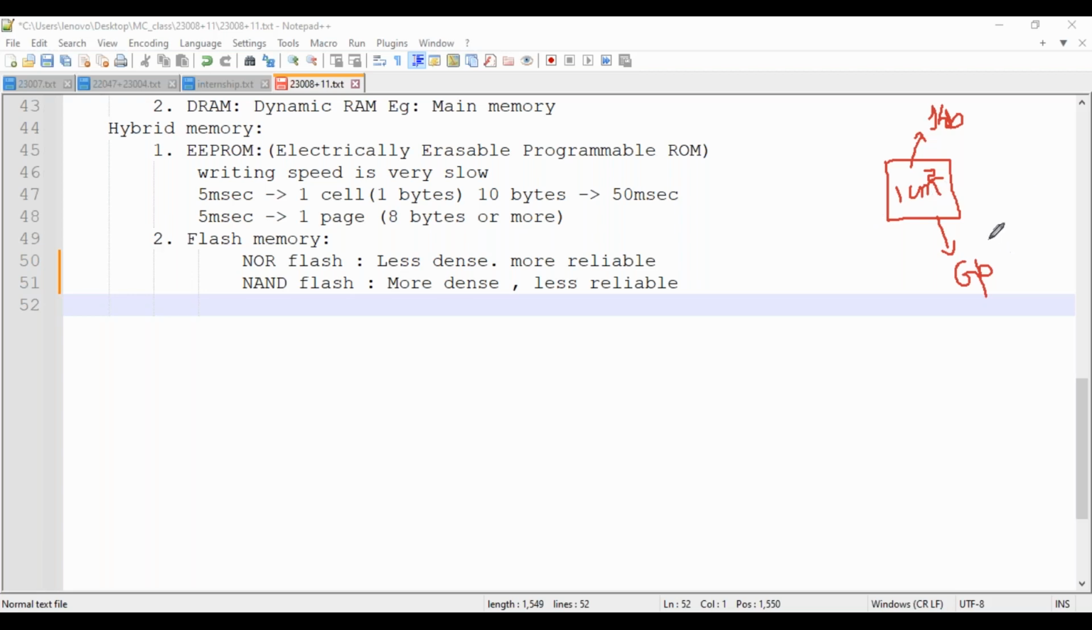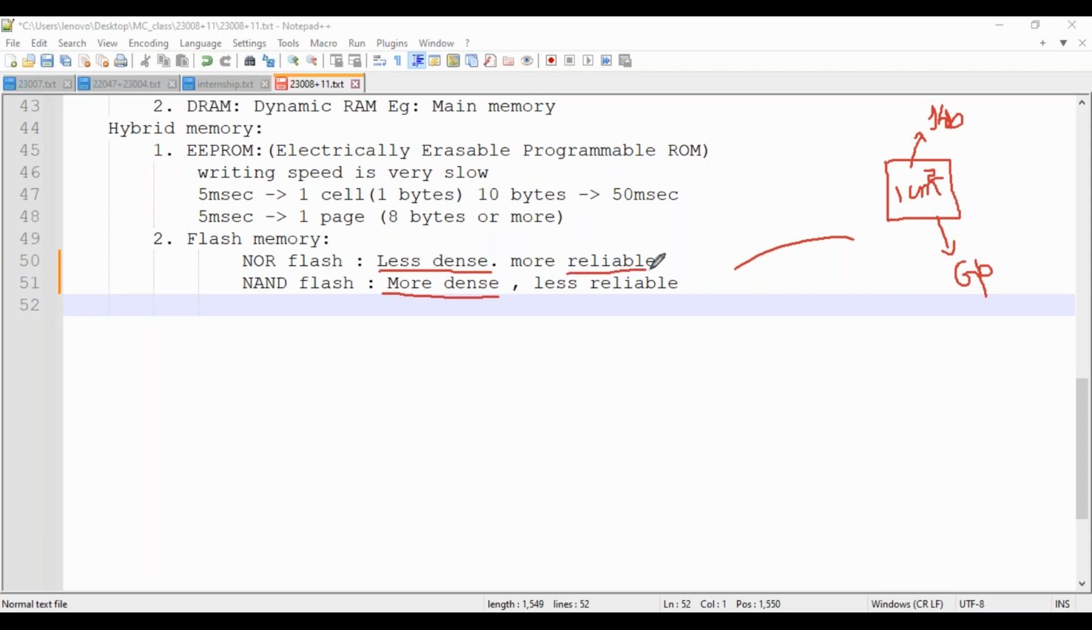So in 1 centimeter square, if I can store several kilobytes of data only, then we call it less dense. And in the same space, if I can accommodate more GBs of data, then I would call it more dense. So NOR flash is less dense, but NAND flash is more dense. In the same area, NOR flash allows only several kilobytes of data to be written, while a NAND flash allows several gigabytes of data to be written.